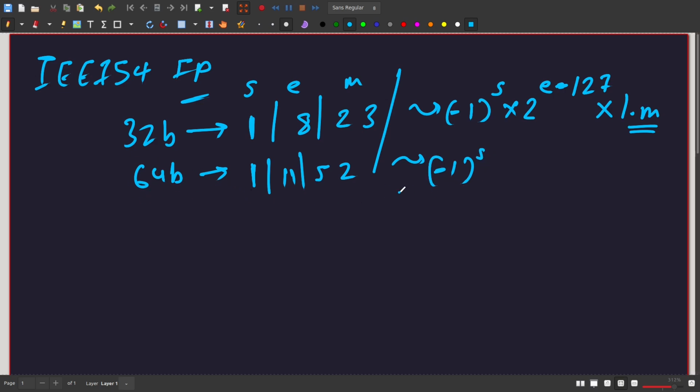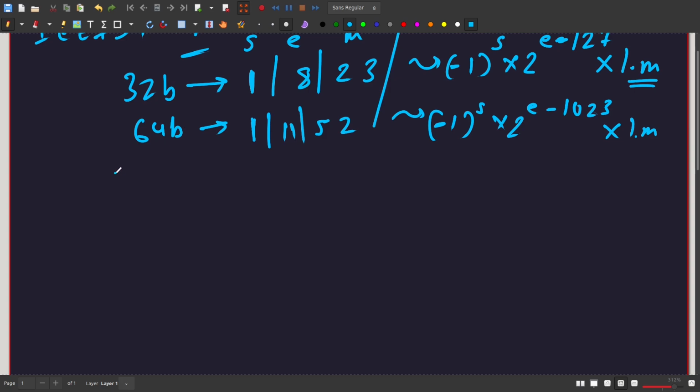Then again, the 64-bit version is basically the same. The only thing that really changes is that instead of e minus 127 as in the 32-bit, here it becomes e minus 1023 in the 64-bit version, right? That is basically all it is, and it is actually pretty simple.